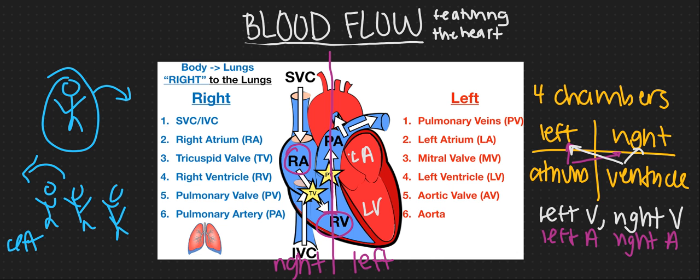We're going to go ahead and have our blood start in the SVC and the IVC, and they're going to enter the right atrium. This is unoxygenated blood, so this has no oxygen in it. That's what unoxygenated means.